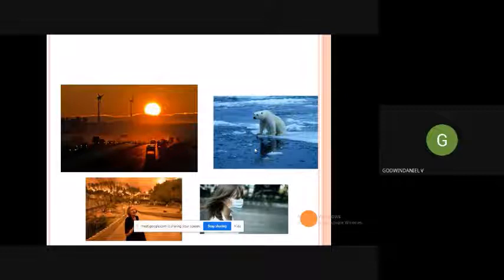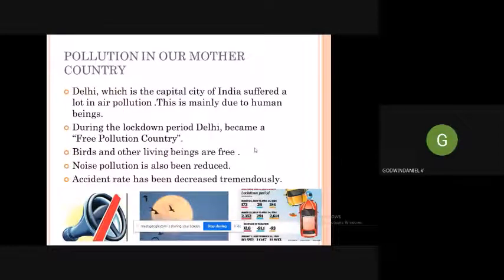So we humans are also affecting the environment by means of global warming, and we are just spoiling our environment. That's the content. Okay, now coming to the next slide.